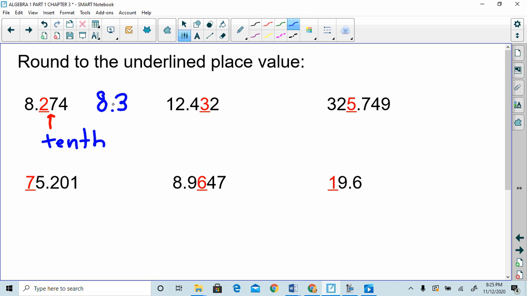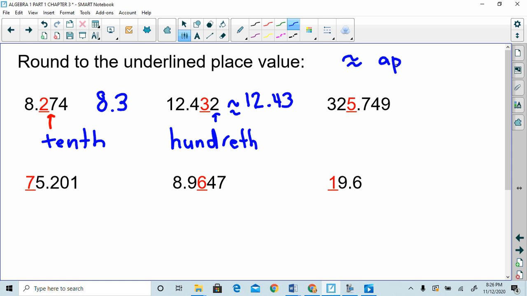In my second one, the 3 is underlined, and that's in the hundredths place. Round to the nearest hundredth. So now I look to the right and I see a 2, which tells me to round down, meaning do not raise that number up, so I'm going to have 12 43 hundredths. It's approximately. Here's my sign that says approximately equal to. It's about.